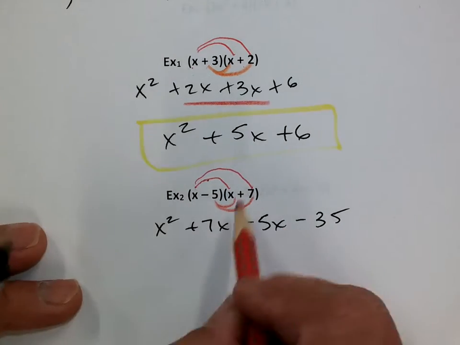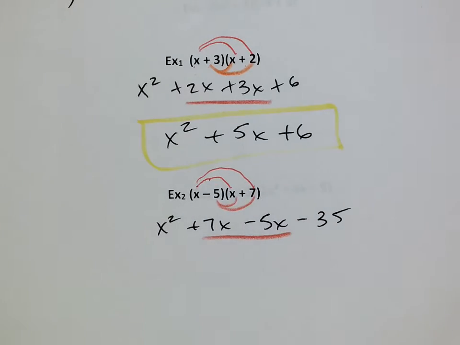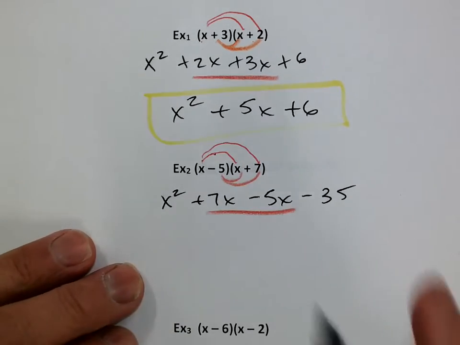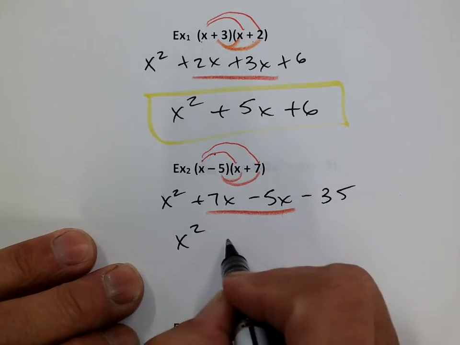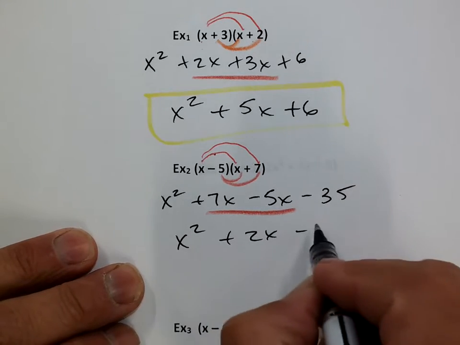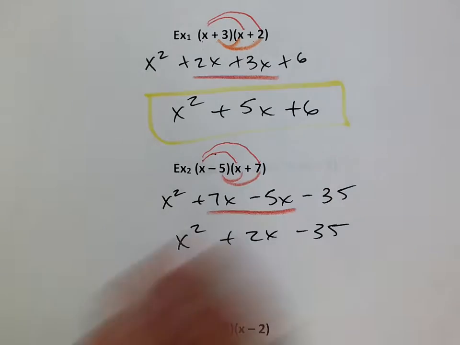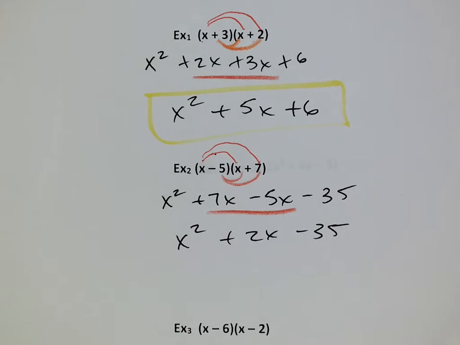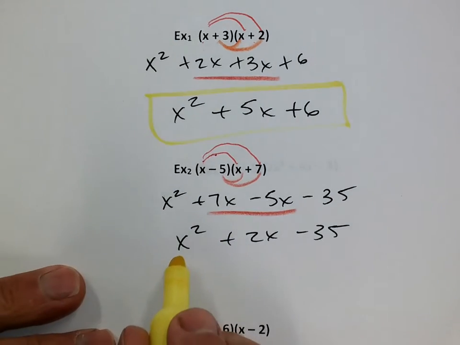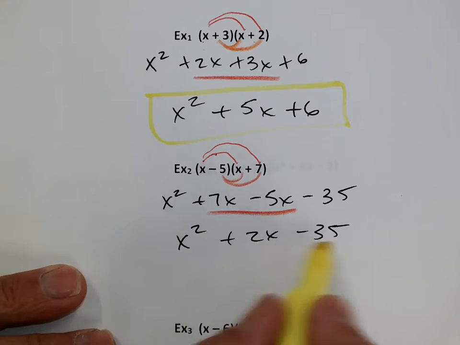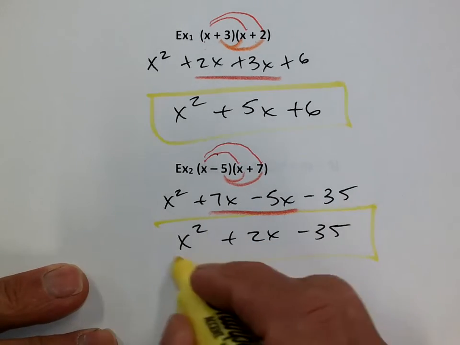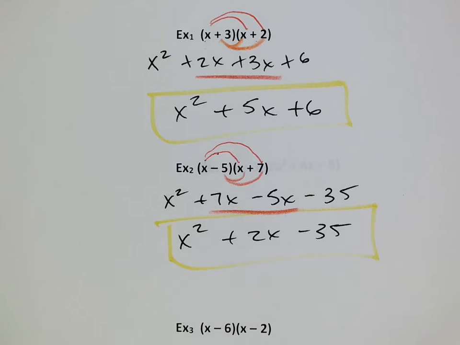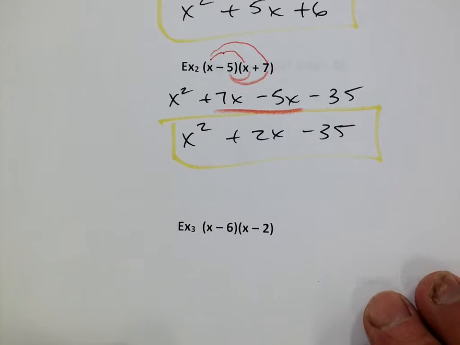So, again, if I can do more, I will. If I can combine these two middle terms, I'd have a x squared plus a 2x minus 35. And I'm going to stop there because I cannot add x squareds to x's or to 35s. They're all different terms, so I'm finished. All right. Number 3. Same process.